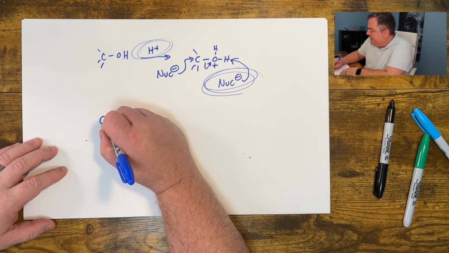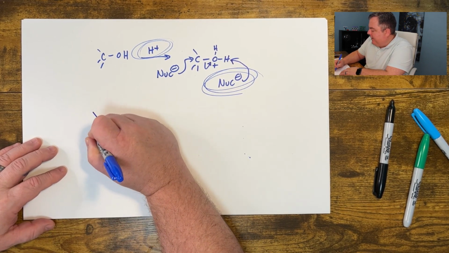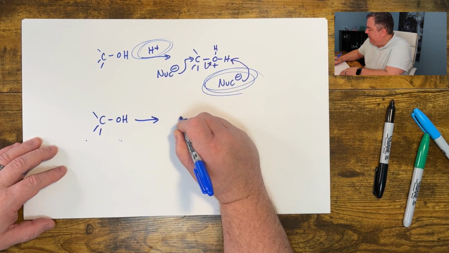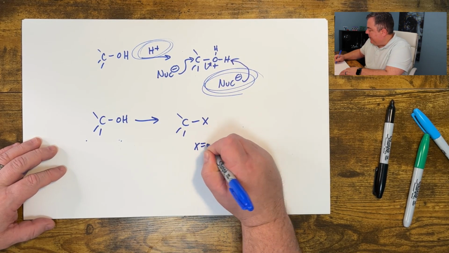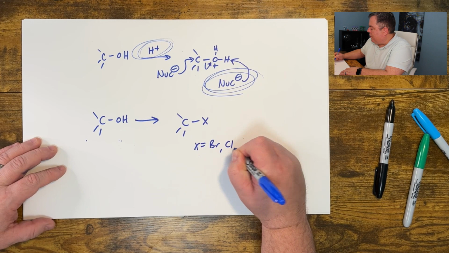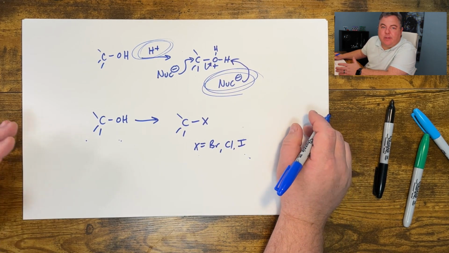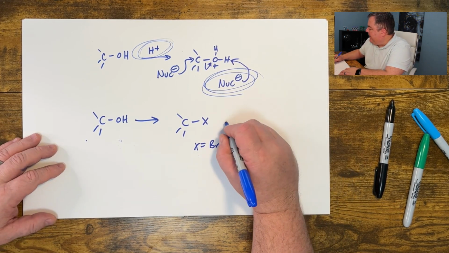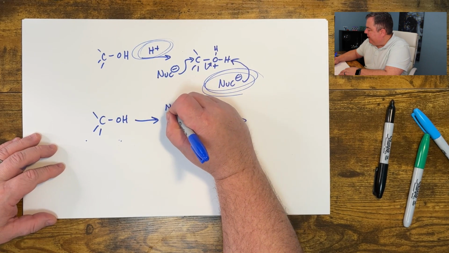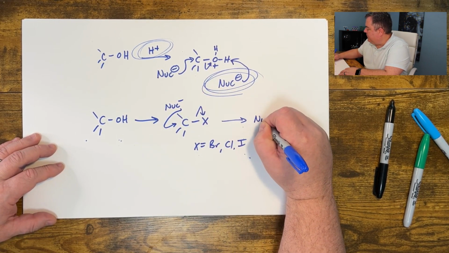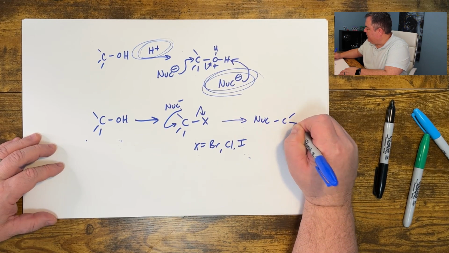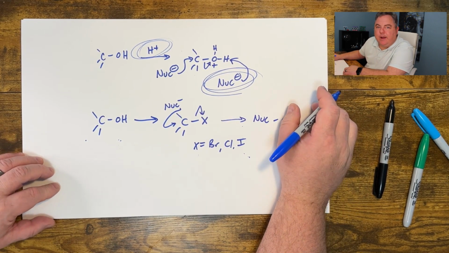Instead, what's better to do is take your alcohol, turn it into a good leaving group first. Maybe that could be like a bromide or a chloride or an iodide, something that you've seen in the past. And then you can throw in your nucleophile, and it can do your SN2 reaction.